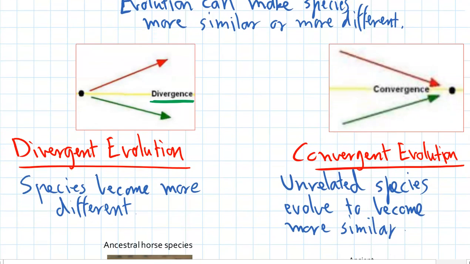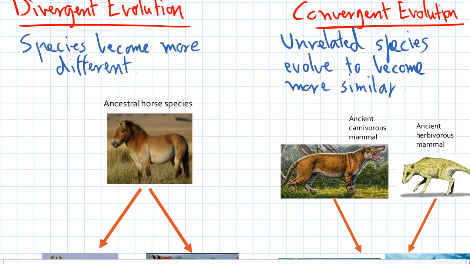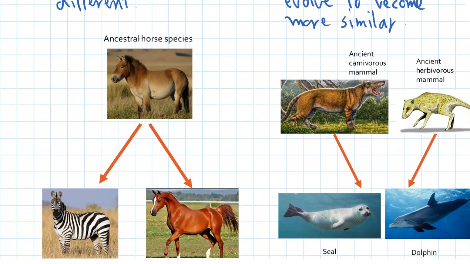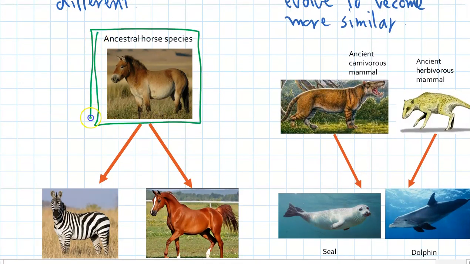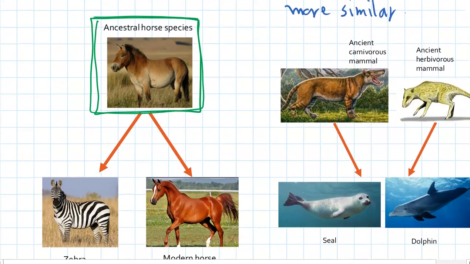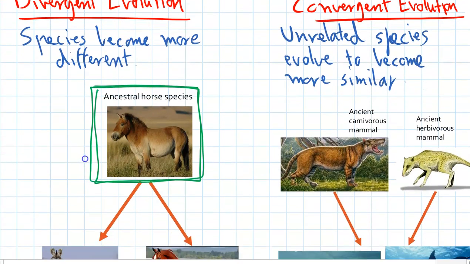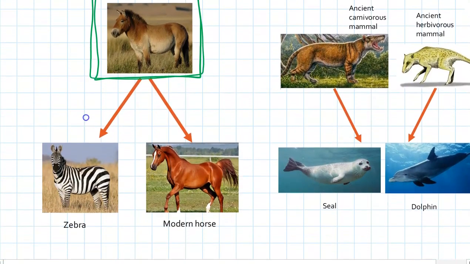All right, let's look at some examples. So firstly, we've got some divergent evolution here with these horse species. So originally, these two horse species, their ancestor was the same. It was this ancient horse here, which actually is still alive today. And then through natural selection, these different populations of this species, they evolved in a divergent way to become less alike, so much so that they're now two different species.